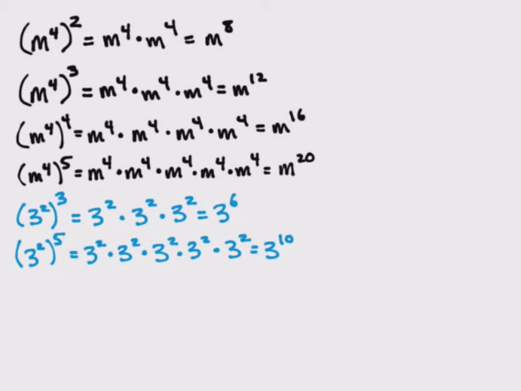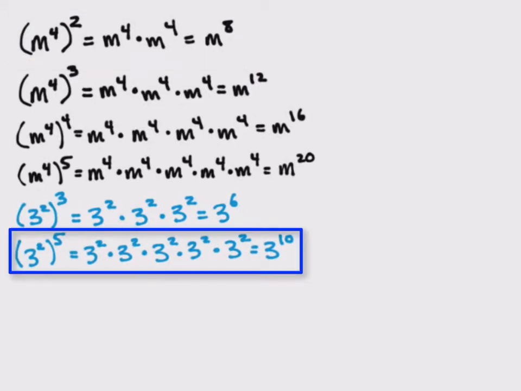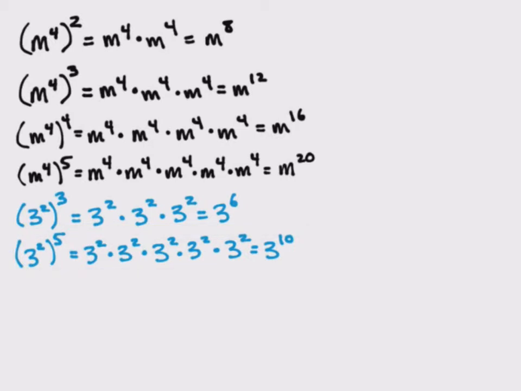Now, we've started with all nice positive exponents, and it seems like every time we're simply multiplying the exponents. M to the 4th to the 2nd power, 2 times 4 is 8, we end up with m to the 8th power. Or 3 to the 2nd, all that to the 5th power, 2 times 5 is 10, we end up with 3 to the 10th power. Visually, this has been pretty easy to confirm, but now it's time to try a few with negative exponents and see if the property still holds.